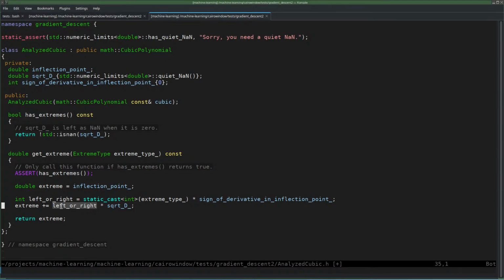Yeah, so this is minus, then it's left of the inflection point. And minus would happen then if this is minimum and this is positive. Yep, and that's correct.